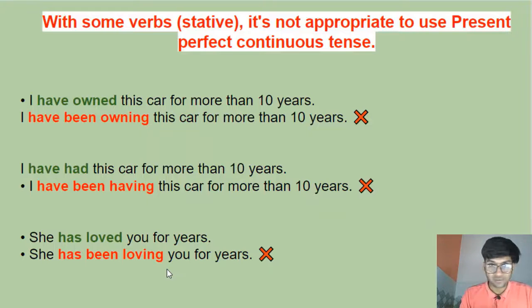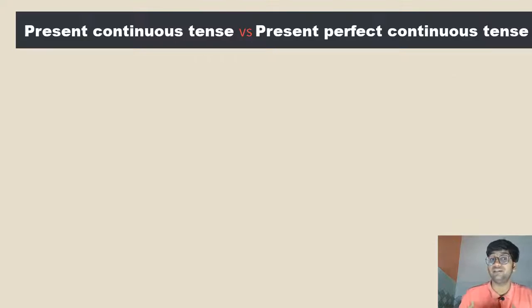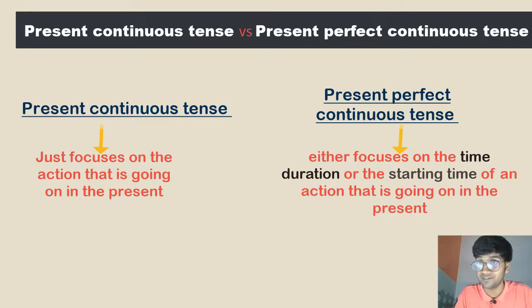So there are some verbs with which you cannot use present perfect continuous tense, and there are some stative verbs that you cannot use in progressive tenses at all. On your screen is the list of these verbs. I'm pretty sure you've understood what present perfect continuous tense is and how to use it. I hope you understand the difference between present continuous tense and present perfect tense.